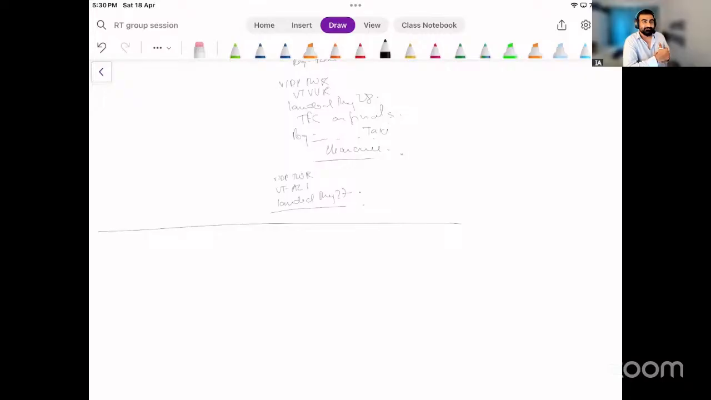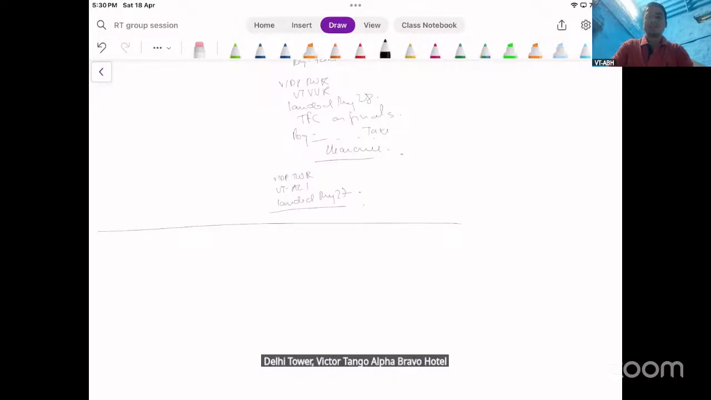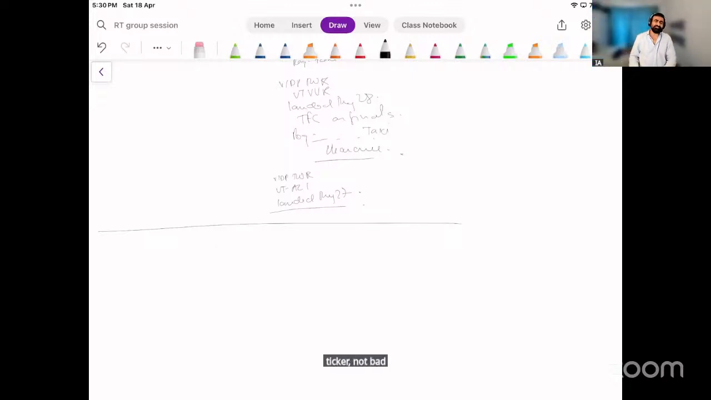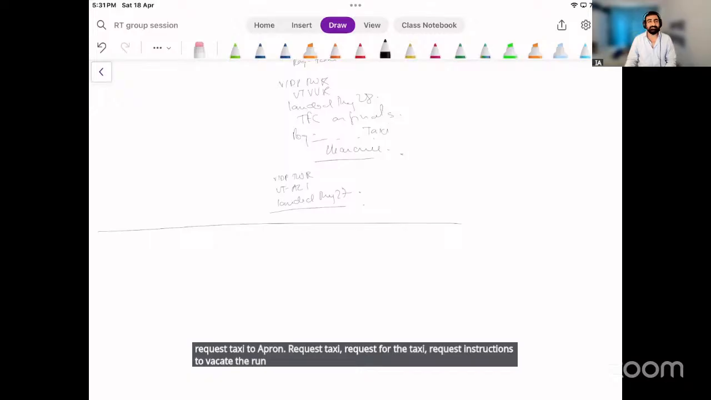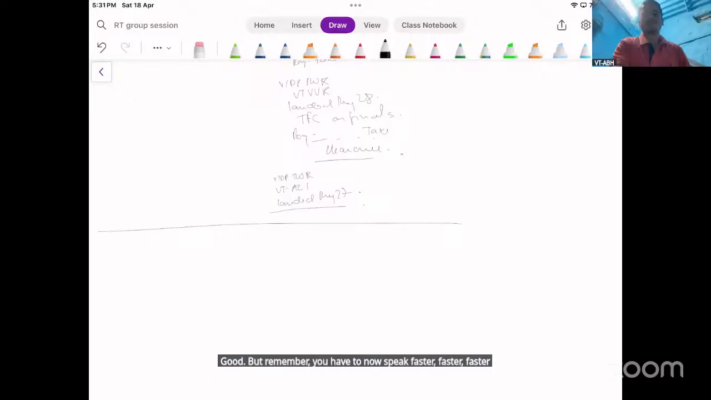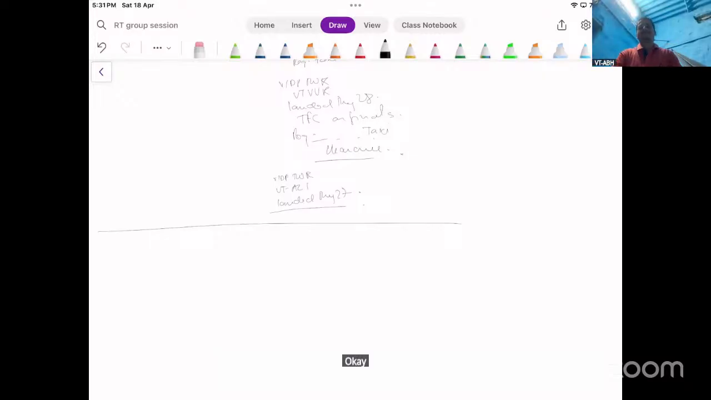Yes, sir. Delhi Tower, Victor Tango Alpha Bravo Hotel, landed runway 28. Request taxi clearance to apron. Not bad. Request taxi to apron. Request taxi. Request further taxi. Request instructions to vacate the runway. Everything is the same. Good. But remember, you have to now speak faster, faster, faster. Okay? Okay, fine.